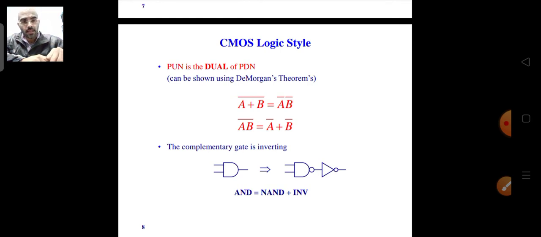So basically, with CMOS circuits, if you try to realize this, CMOS is a complementary metal oxide semiconductor circuit. So you see, this is basically a complementary gate. So what does it mean?